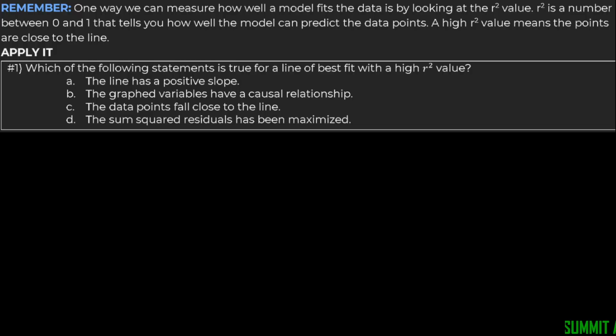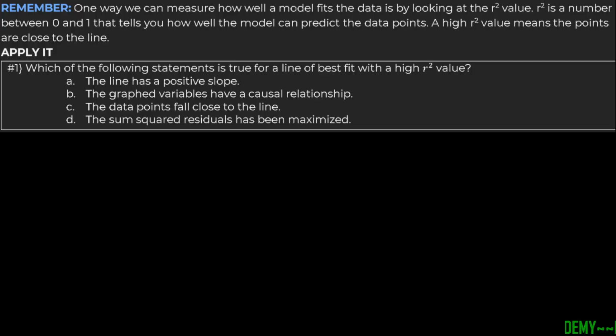But it says, remember, one way we can measure how well a model fits the data is by looking at the R-squared value. R-squared is a number between 0 and 1 that tells you how well the model can predict the data points. A high R-squared value means the points are close to the line. So that's the main takeaway from that point, is that sentence at the end there.